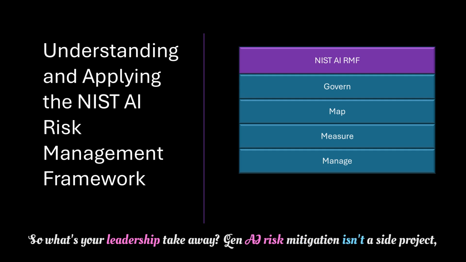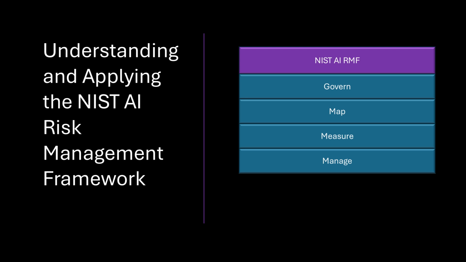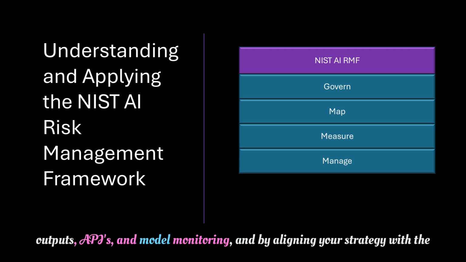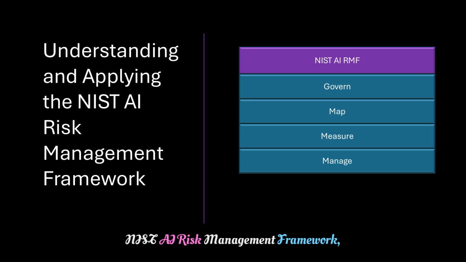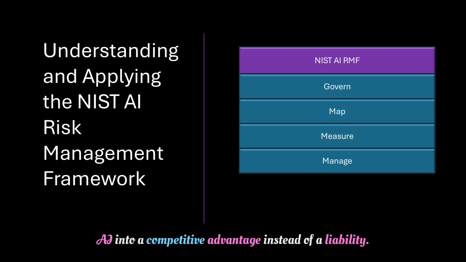GenAI risk mitigation isn't a side project. It's a leadership imperative. By embedding controls around data, prompts, outputs, APIs, and model monitoring, and by aligning your strategy with the NIST AI risk management framework, you show your organization how to innovate safely. When you lead with transparency, governance, and resilience, you turn GenAI into a competitive advantage instead of a liability.